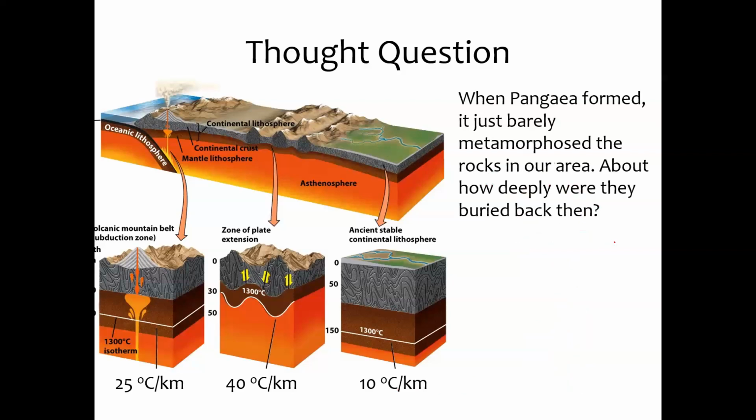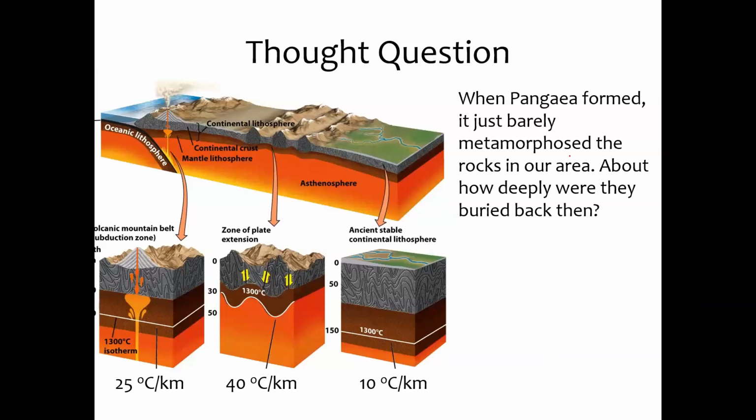We could also ask this question. When Pangea formed, it just barely metamorphosed the rocks in our area. So oftentimes in Tennessee, you'll find some shale and you'll find a little bit of slate. And that slate is indicating that we just started to metamorphose some of those rocks. You might find a little bit of quartzite, just a tiny bit of marble in Tennessee as well. Those as well mean that we just started to metamorphose the rocks. And we'll talk about those rock types in a little bit.